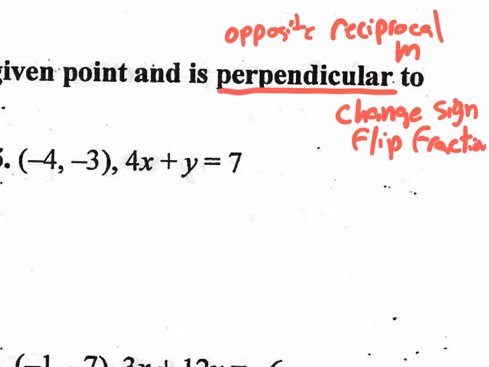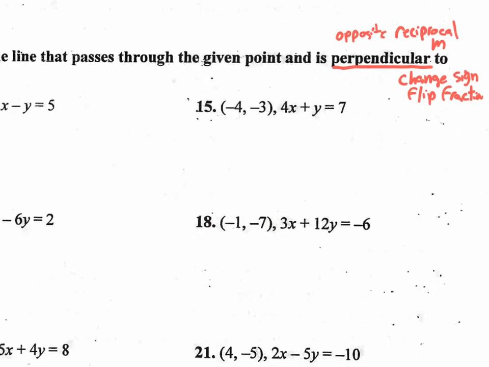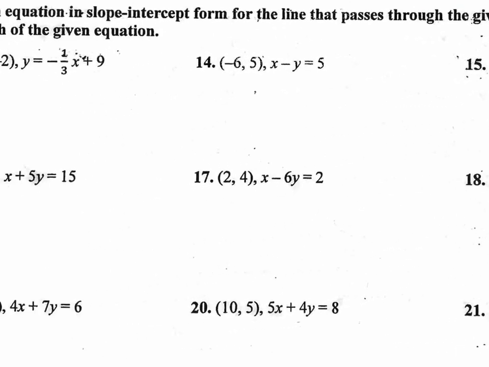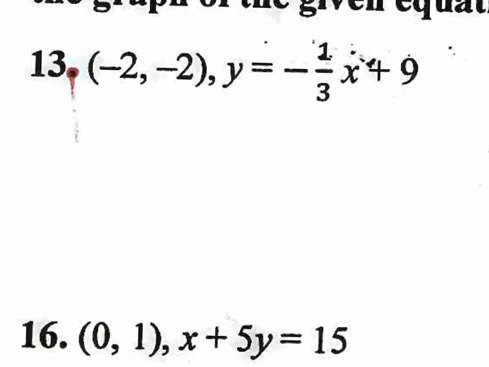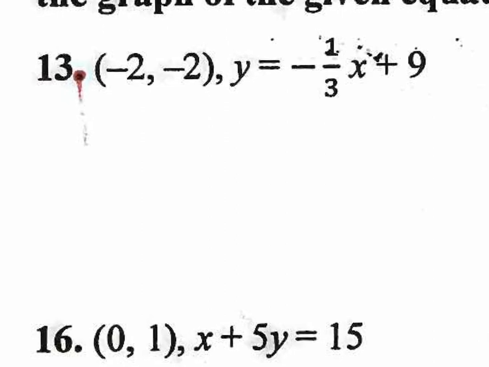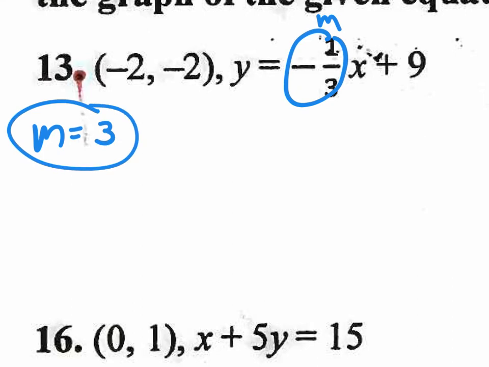So we need to know that. Parallel, same exact slope. Perpendicular, opposite reciprocal slopes. You change the sign and flip the fraction. So it's pretty easy if you look at number 13. I'm not going to explain it because I already did on the previous video. The slope right here, it's really easy to see. This slope is negative 1/3. This slope is negative 1/3. So our slope would be, change the sign, flip the fraction. Our slope would be positive 3. Okay? Now, I already explained this one on a different video, so I'm not going to continue. But that's how you would get that slope, right?